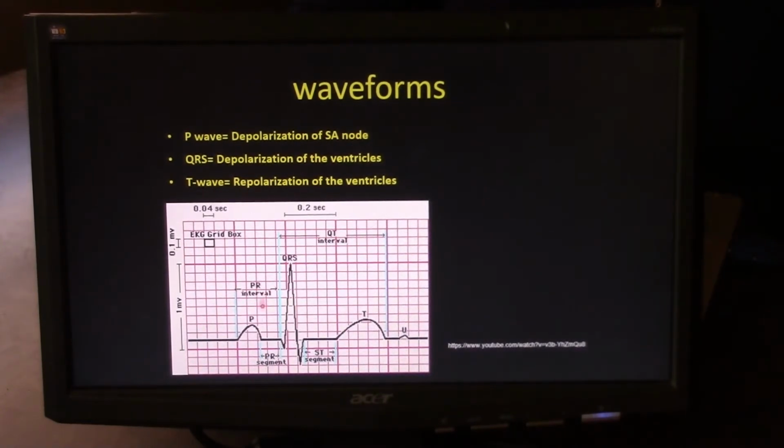Waveforms, okay, we talked about this. Not only does the P wave begin and end at the isoelectric line, but all waveforms should begin and end at this baseline.